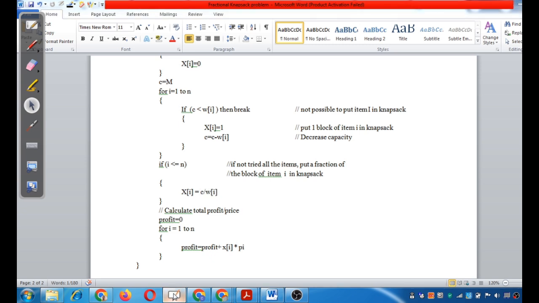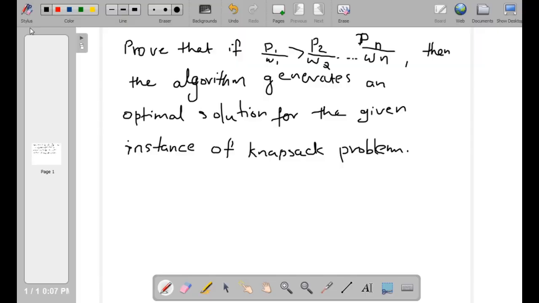Our task is to prove that if the items are sorted in descending order of Pi by Wi, that is P1 by W1 is greater than P2 by W2, greater than P3 by W3, down to the last item Pn by Wn, then the algorithm generates an optimal solution for the given instance of the knapsack problem. That is our task.